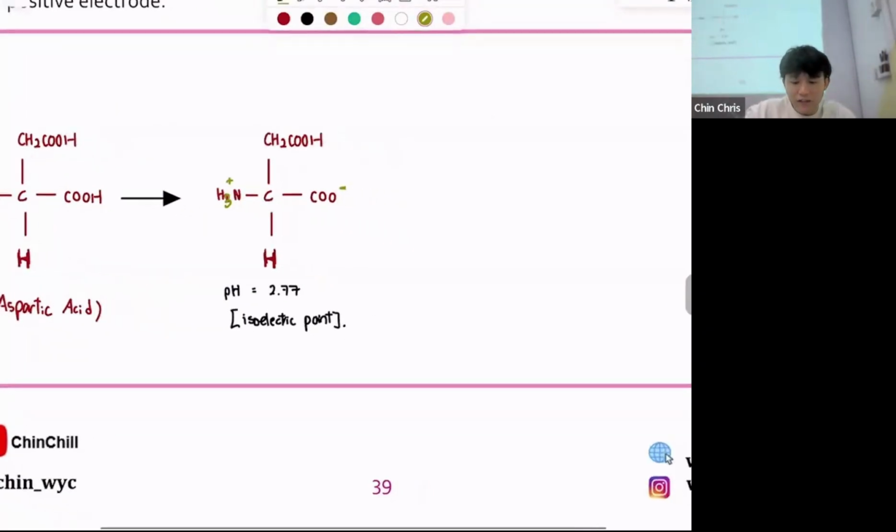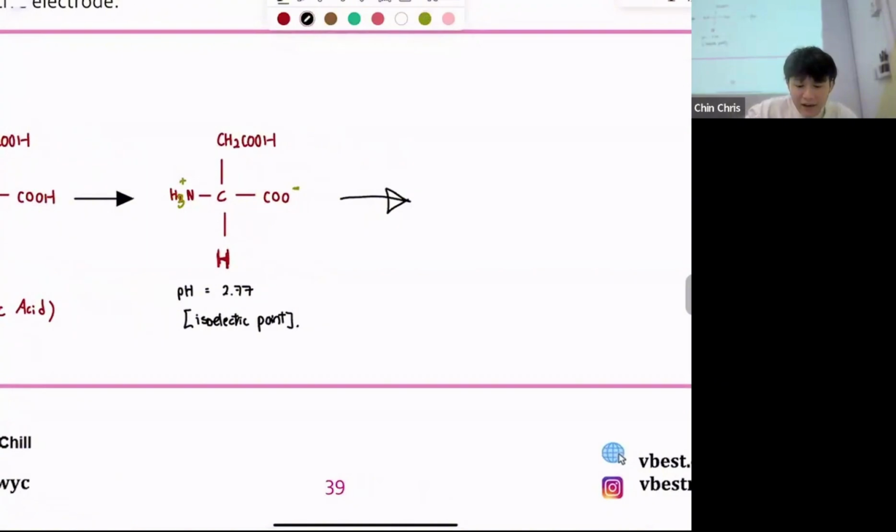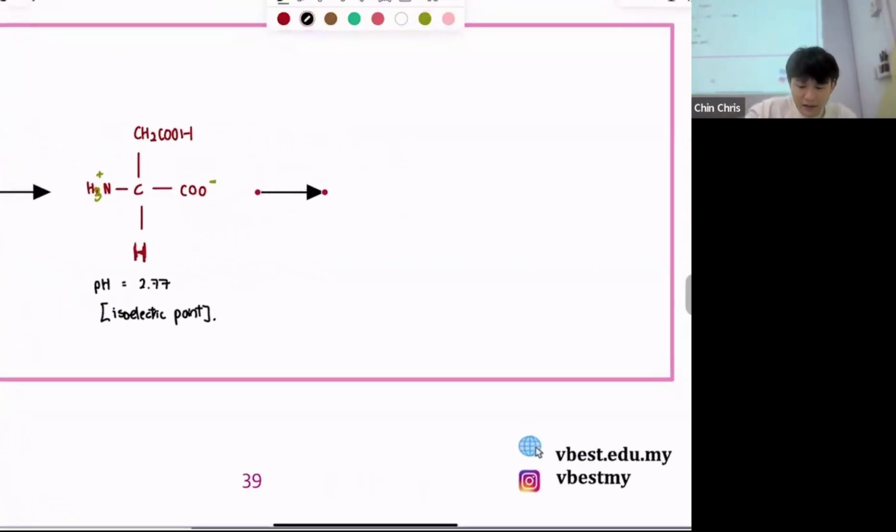Next. After that, let's say if I put it slightly higher, maybe I put it at pH 4, which is slightly higher than my isoelectric point. How?